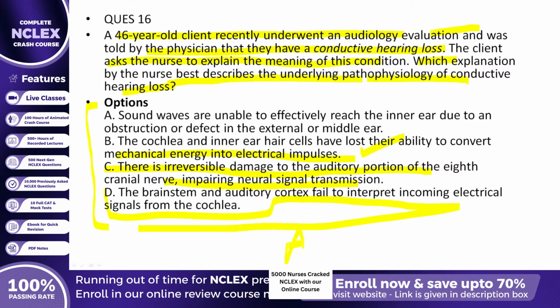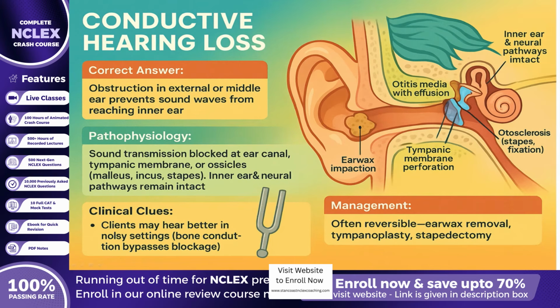Sound waves are unable to effectively reach the inner ear due to an obstruction or defect in the external or middle ear. This explanation is accurate because conductive hearing loss occurs when something disrupts the mechanical transmission of sound waves through the outer ear canal, tympanic membrane, or middle ear ossicles such as the malleus, incus, and stapes. Importantly, the inner ear and neural pathways remain intact, but the sound simply cannot reach them efficiently.